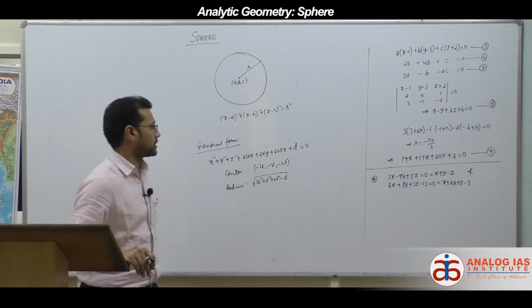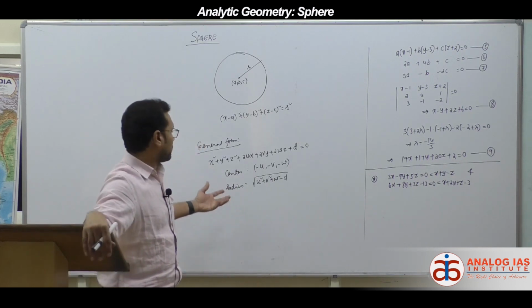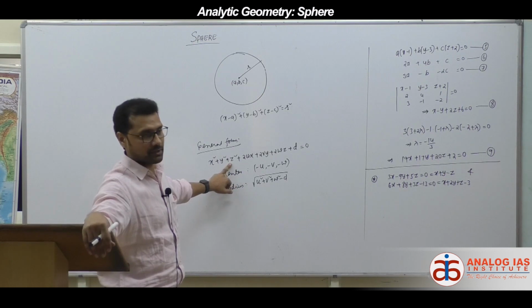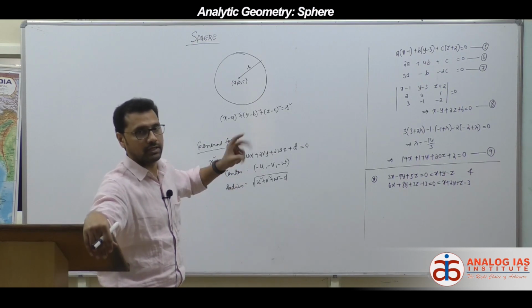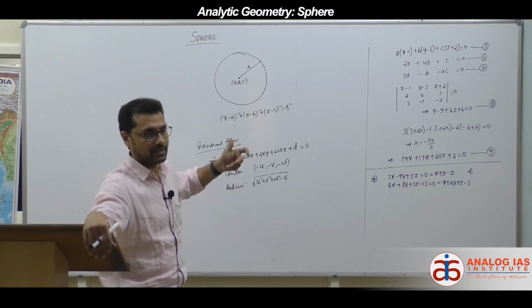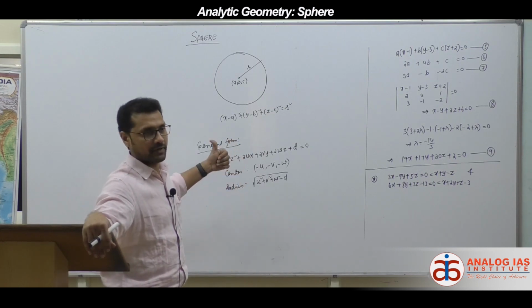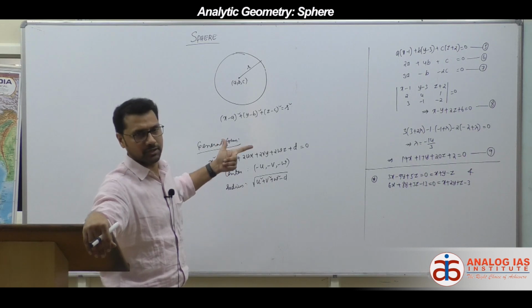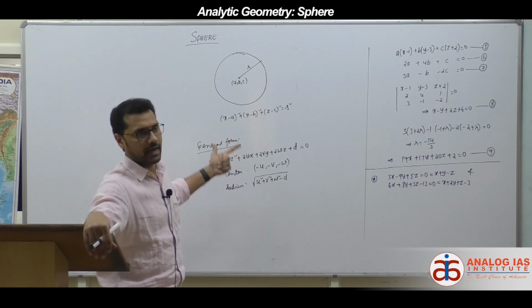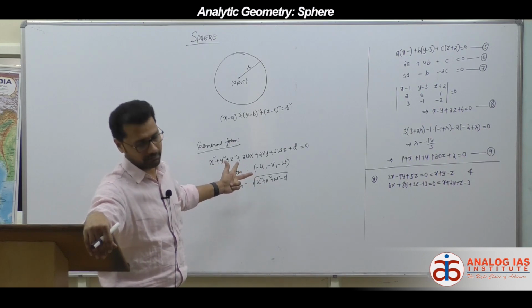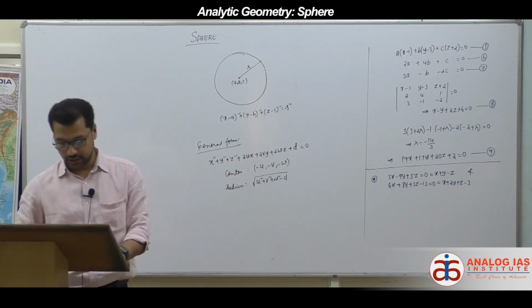And certain observations you can see here: quite obviously the coefficients of x square, y square and z square are always the same for the equation of a sphere, and also the cross terms xy, yz, zx are missing. And the square root term u square plus v square plus w square minus d is always greater than or equal to 0. There are certain conditions there.